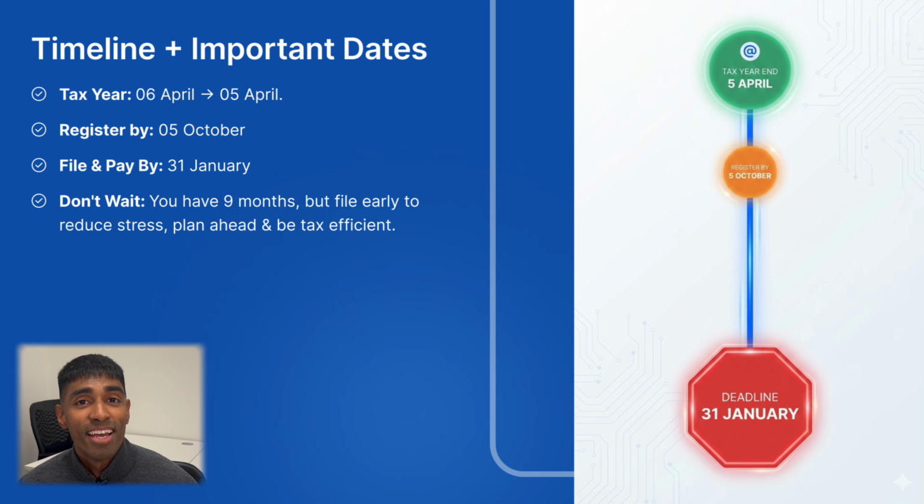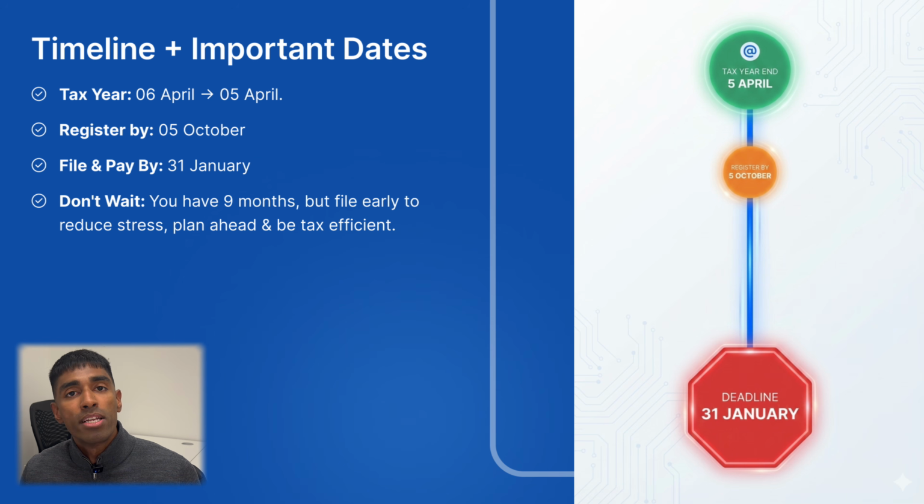So we mentioned that the tax year ends in April when you've got 9 months to file. But what is the actual tax year? Well, it starts on the 6th of April and goes on until the 5th of April the following year. So let's say that you're looking at a particular tax year. You want to be looking at 6th of April till the next 5th of April. Look at all your income and expenses within that period.